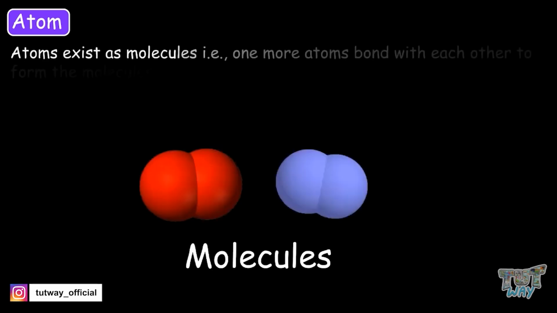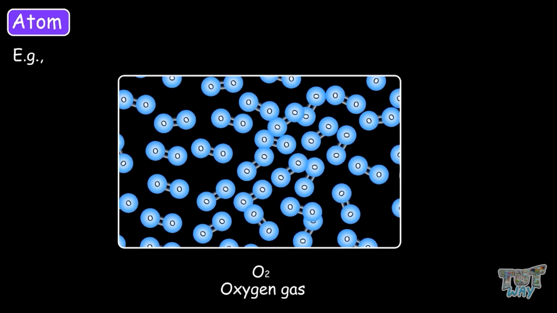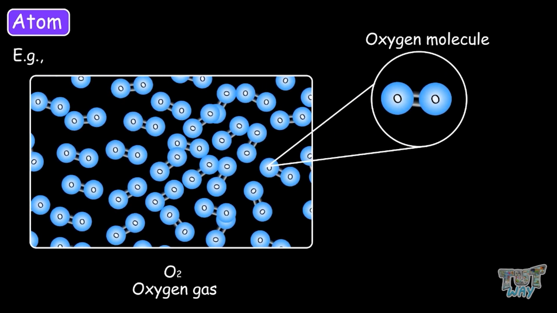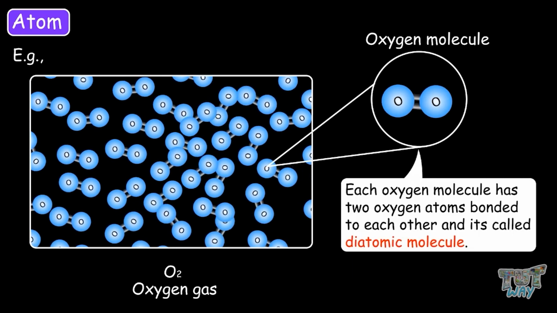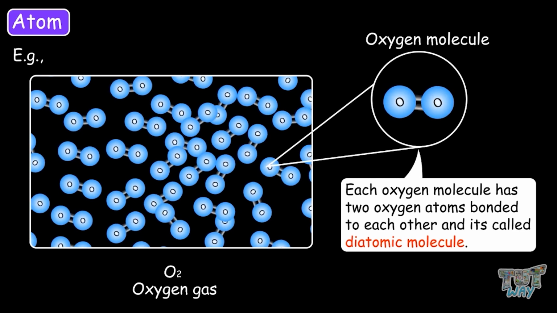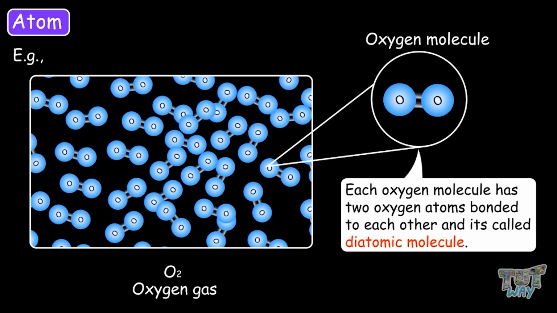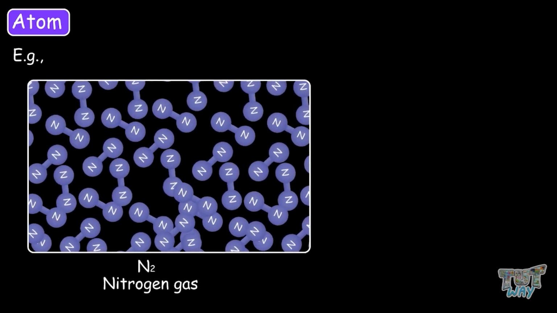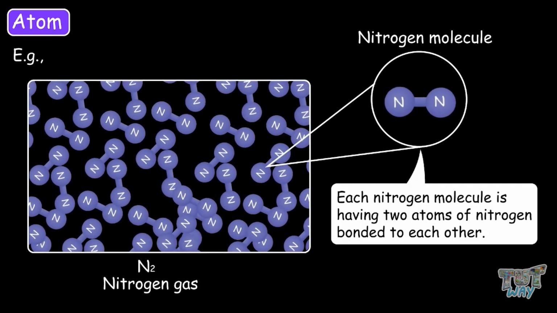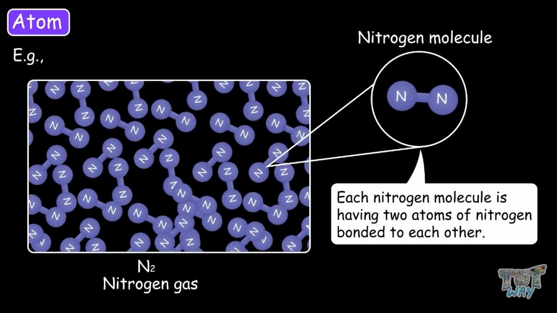But atoms exist as molecules, that is, one or more atoms bonded together to form molecules. For example, oxygen gas is made up of oxygen molecules, where each oxygen molecule has two oxygen atoms bonded to each other, and that is called a diatomic molecule. Similarly, nitrogen gas has diatomic molecules, where each molecule has two atoms of nitrogen bonded to each other.